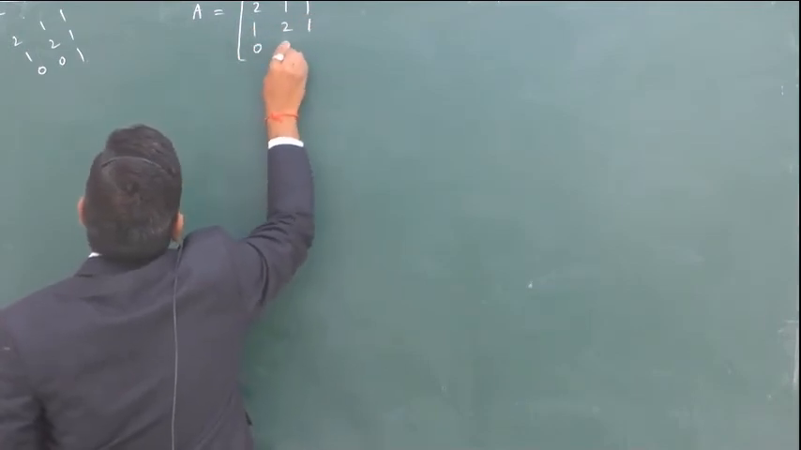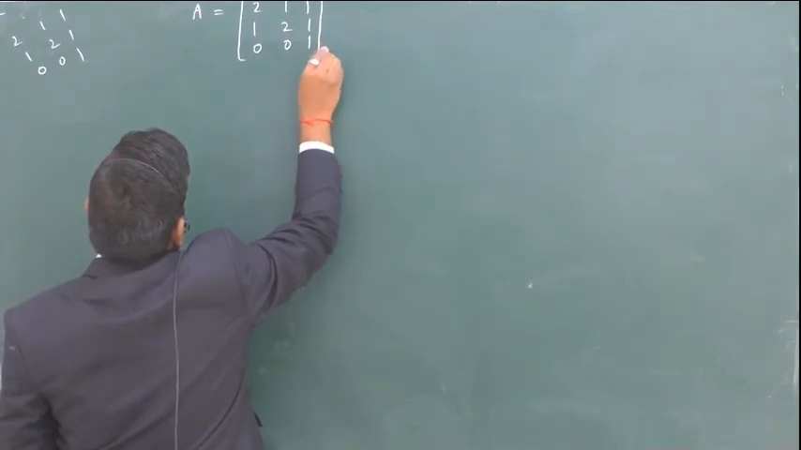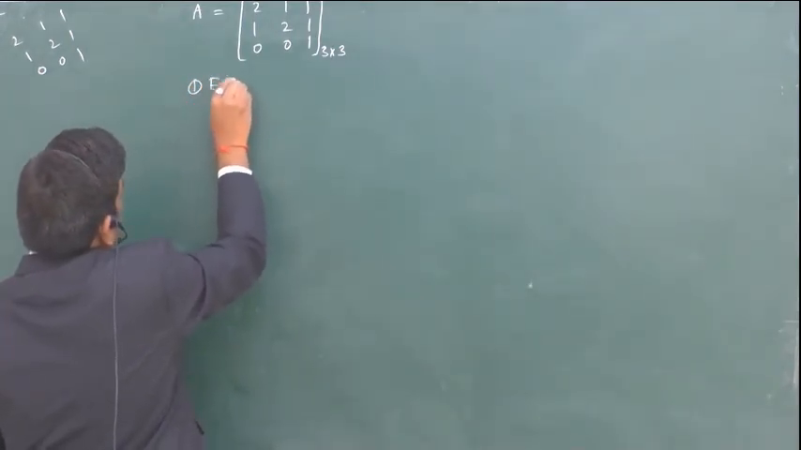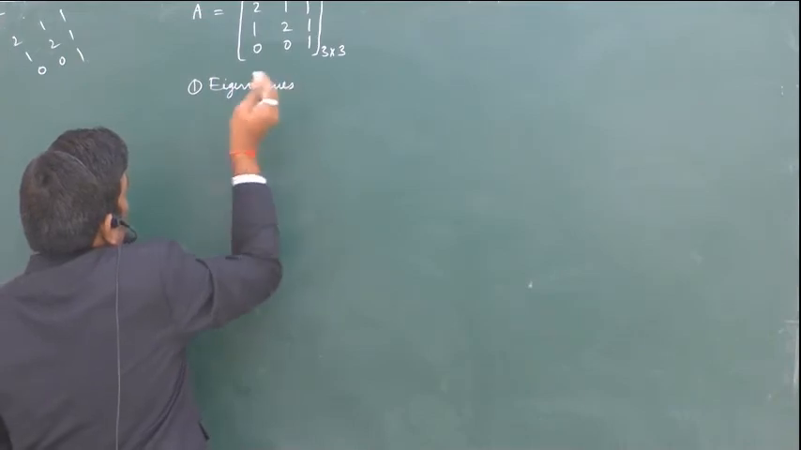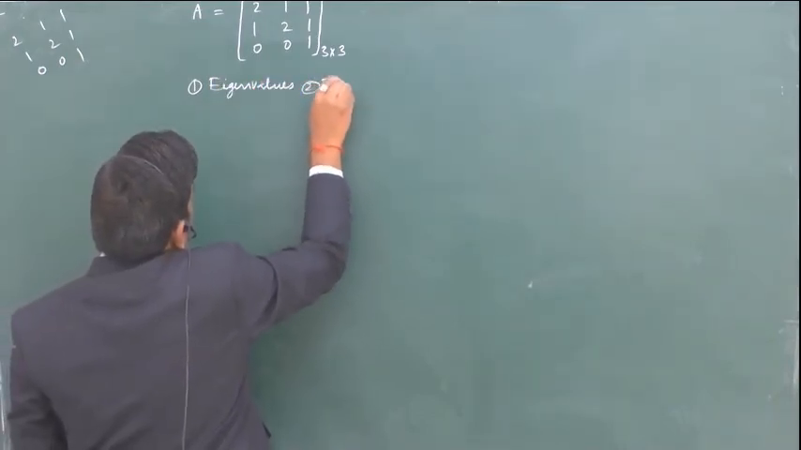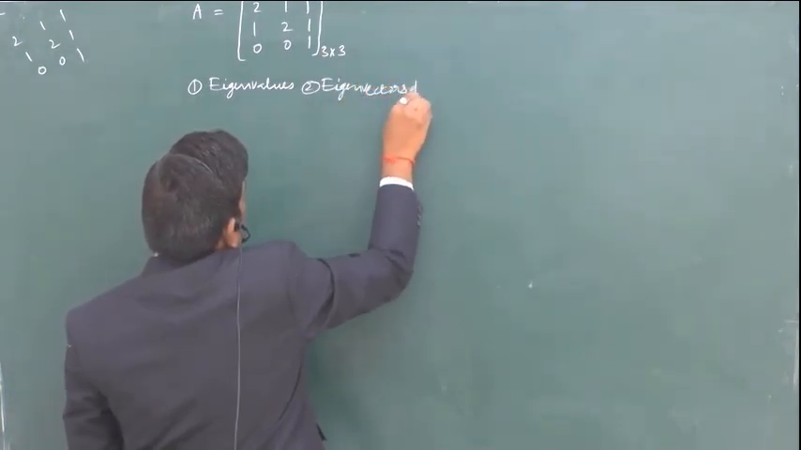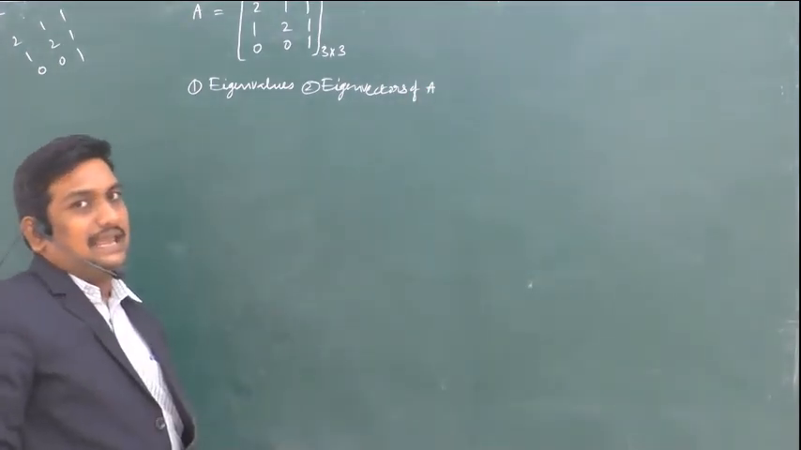Now let us look at another problem on eigenvalues and eigenvectors. Suppose a square matrix is given. The elements are 2, 1, 1, 1, 2, 1, 0, 0, 1. It is of order 3 by 3. Okay, so two questions are asked here. The first question is to find eigenvalues, and the second question is to find eigenvectors corresponding to the eigenvalues of this given square matrix A.